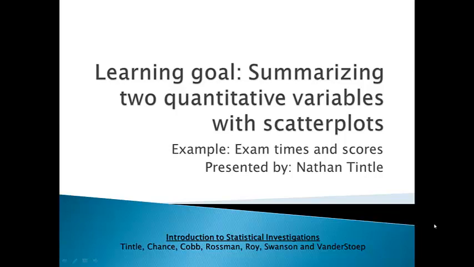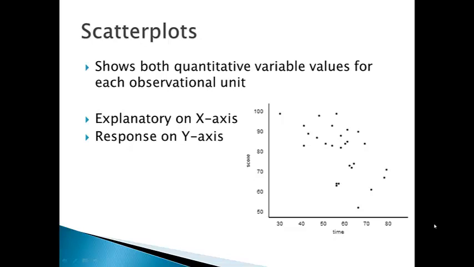In this Learning Goal video, we will talk about how to summarize two quantitative variables with a scatter plot. We will use the exam times and scores dataset to talk about this learning goal. When you have two quantitative variables measured on each observational unit, then a scatter plot is the appropriate graph to summarize the data. In this case, we have 22 observational units, each student.